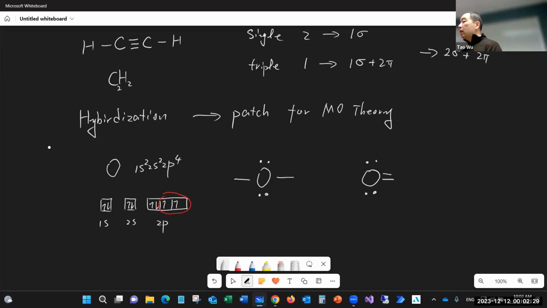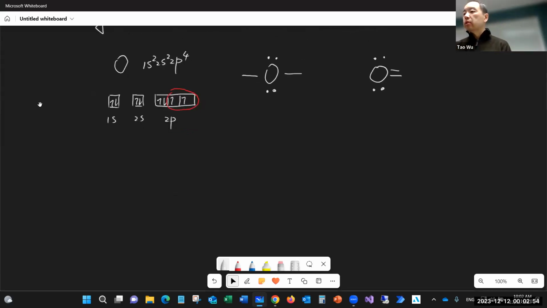That makes sense, right? So that's why oxygen has these two options: either making two single bonds or making one double bond. And this is perfect for oxygen because they only need two paired electrons. So this is very good to explain oxygen, but not carbon.